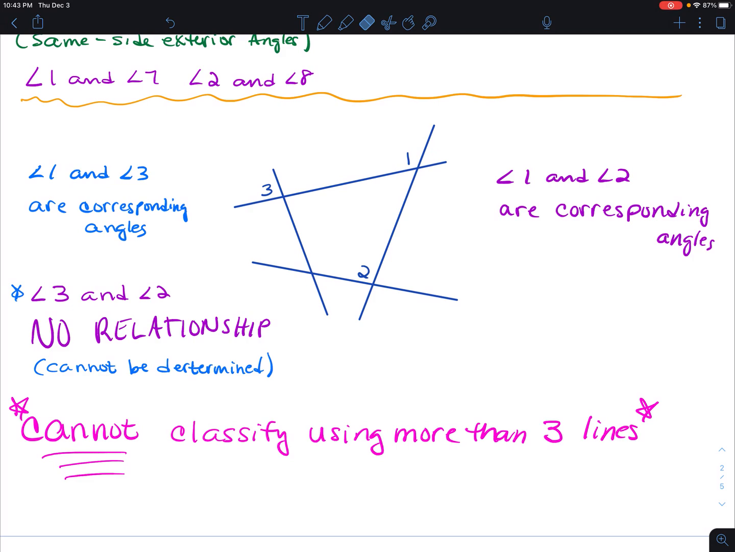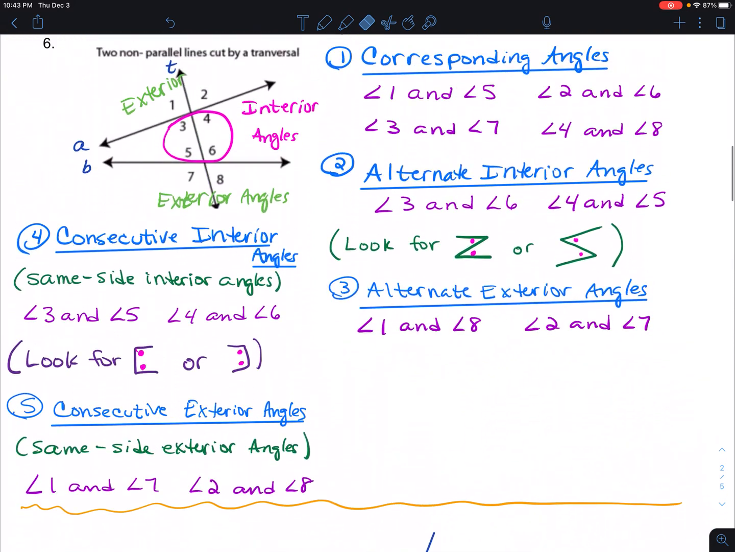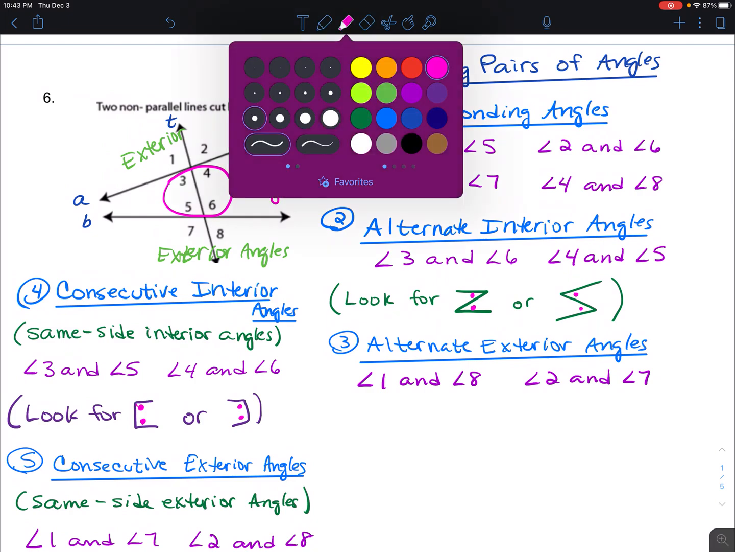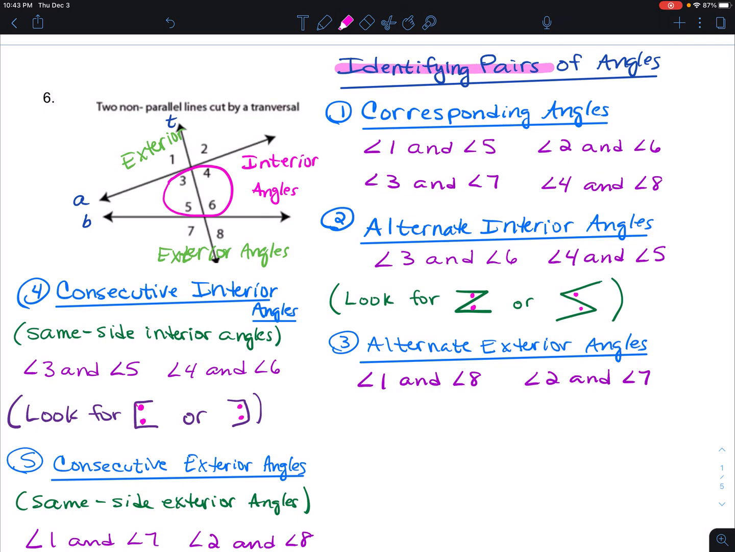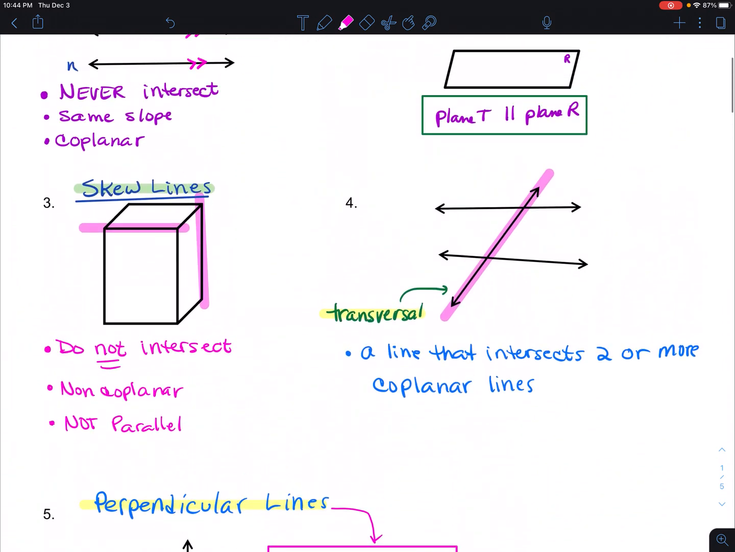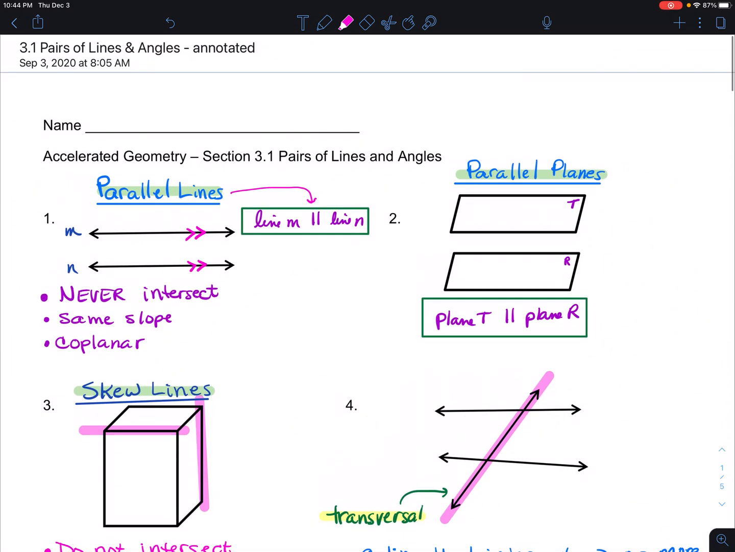Okay, that's the one important thing you have to remember here. Otherwise, yes, you have to memorize all these. You have to be able to identify special pairs of angles. Okay, and that is all we have for today. 6 important pieces of information, but a lot more than 6 because it's broken down into more. Alrighty, that is section 3.1.